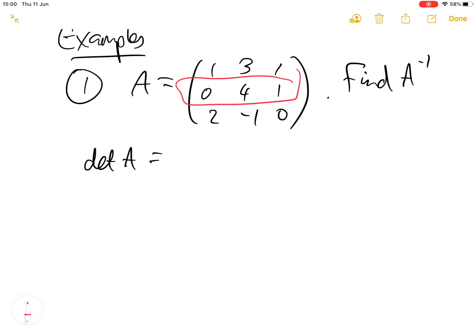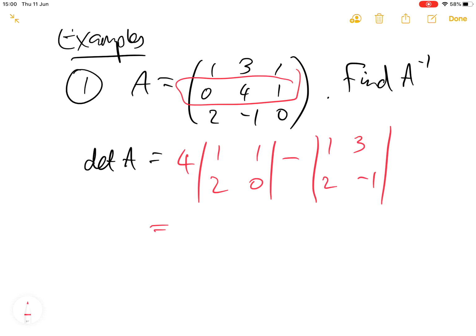And then the 0 gives us nothing. The 4 goes with a plus. So we get plus 4 times the minor 1, 1, 2, 0, and then minus 1 times the minor 1, 3, 2, minus 1. So that's 4 times minus 2, minus 1 times minus 7, so that's minus 8 plus 7, which is minus 1.